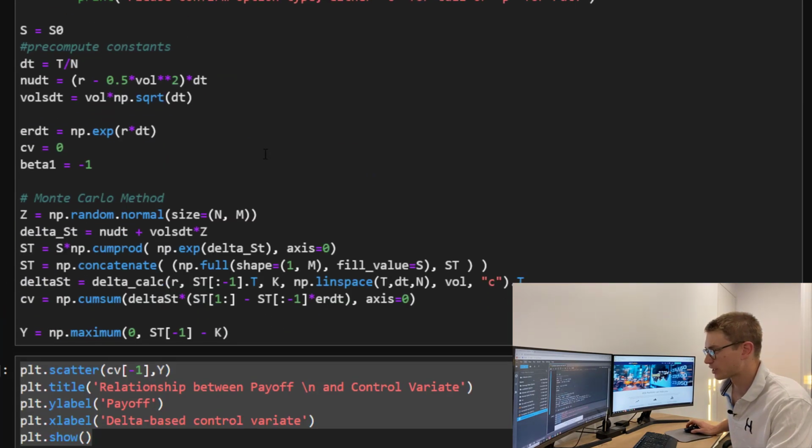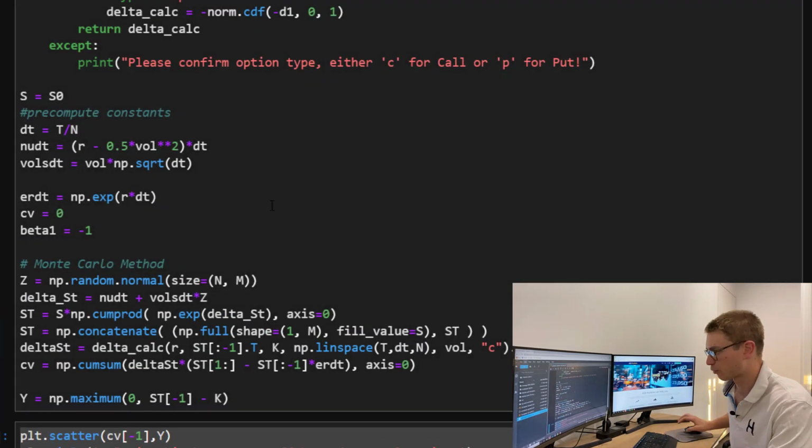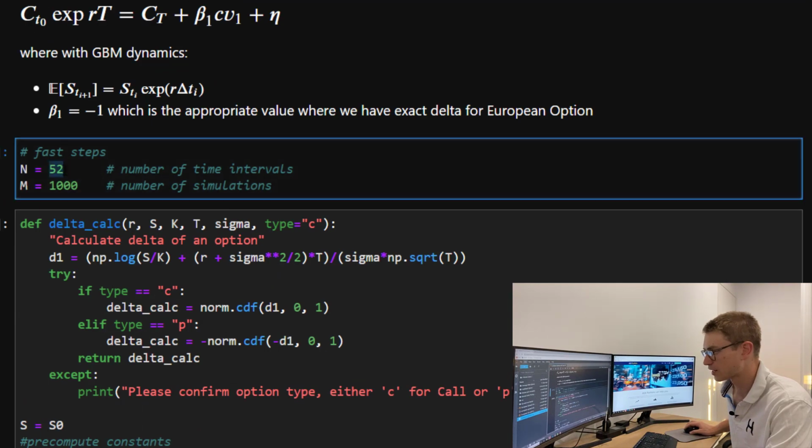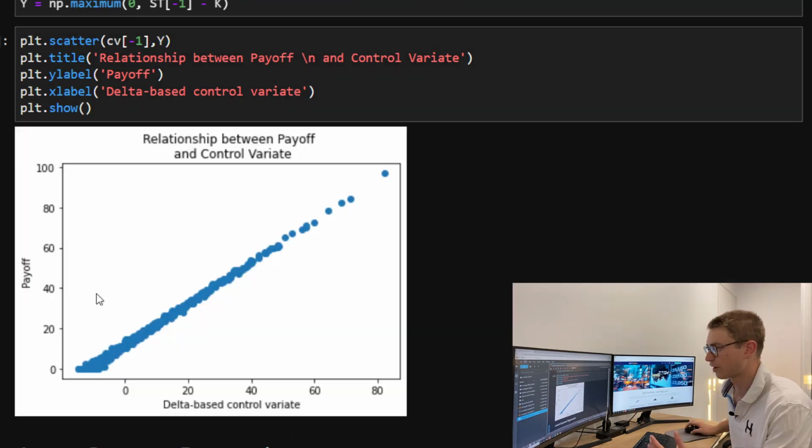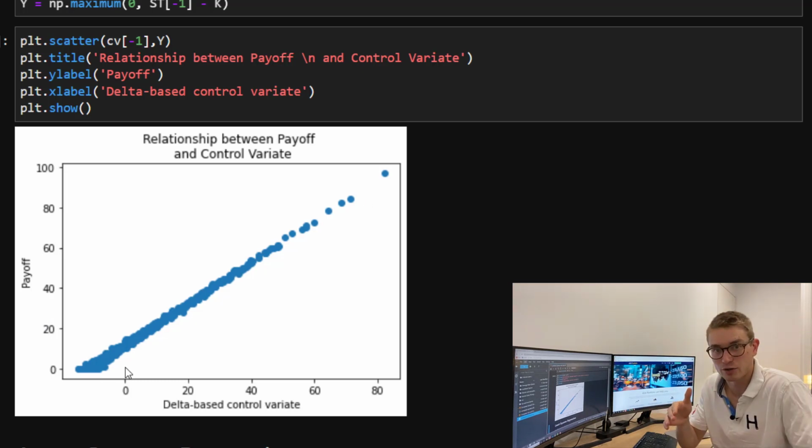So here we can use a Monte Carlo simulation and step through time for 52 time intervals with 1000 simulations. Then we can plot the sum of the control variates over time with respect to the payoff, and here we can see a one-to-one relationship. And the reason it's not crossing zero here is that beta 0, our intercept, is actually reflective of the forward price of our initial premium.